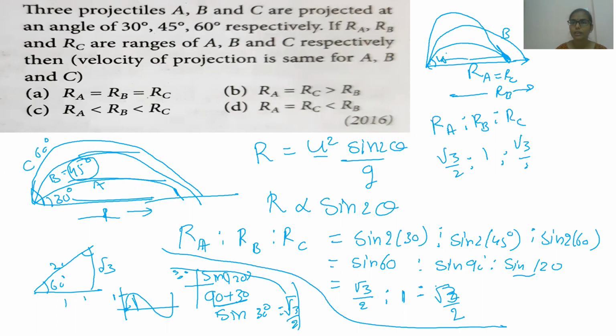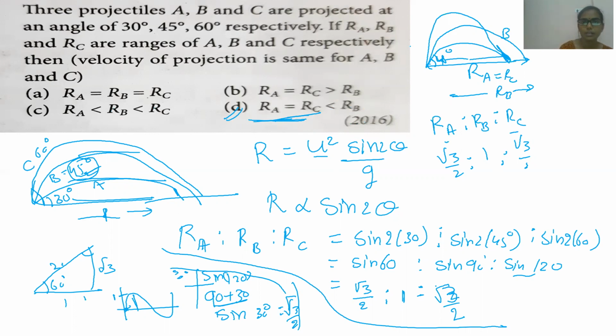When theta is equal to 45 degrees, you will get the maximum range. So from this, we can write RA is equal to RC, and that will be less than RB. You can see root 3 by 2 will be less than 1, that is, less than RB. So you can choose this option. Right, children? Then option D is correct. We have arrived at the answer to this question.